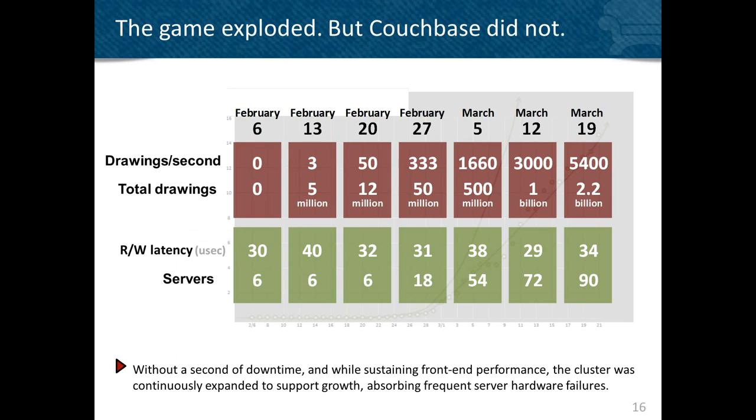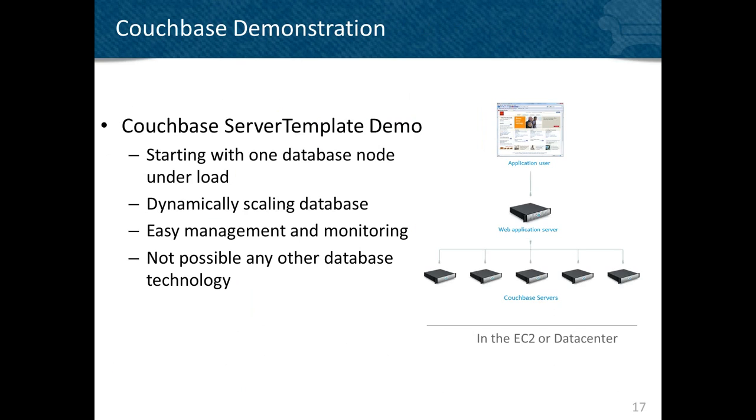And throughout that whole process, the latency and the throughput of Couchbase, the latency stayed flat and the throughput grew linearly as the game went from 6 nodes of Couchbase to almost 100 nodes of Couchbase without any downtime, without any loss of performance or loss of availability. Okay, that's it for the slides, and now I want to just show you all Couchbase in action here.